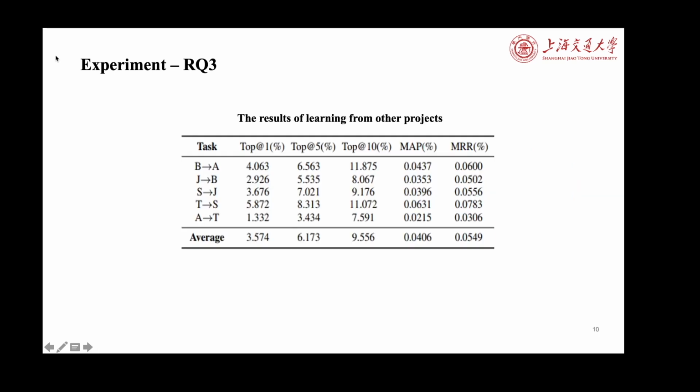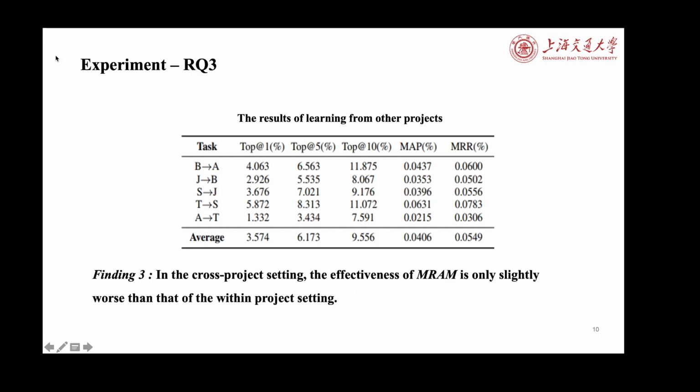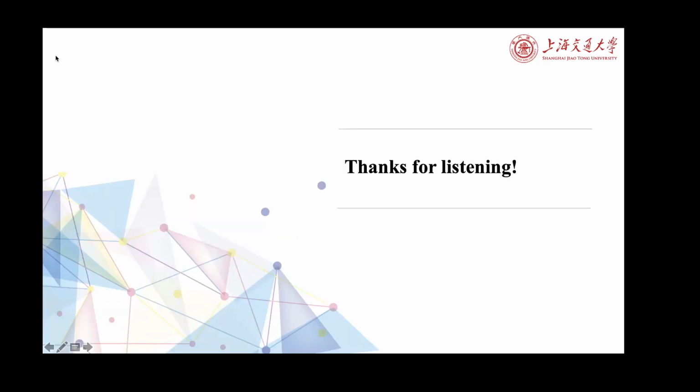The fault localization in previous research questions is within project. Therefore, in research question 3, we extend the fault localization to cross-project setting to further investigate the effectiveness of MRAM. The result is shown in the table. From the table, we can find out that in the cross-project setting, the effectiveness of MRAM is only slightly worse than that of the within project setting. This indicates that MRAM can be effectively transferred to a project with insufficient labeled bug reports. That's all.